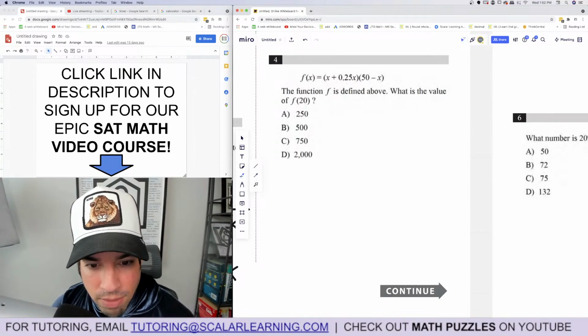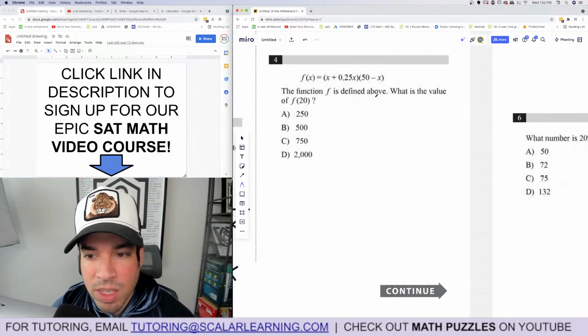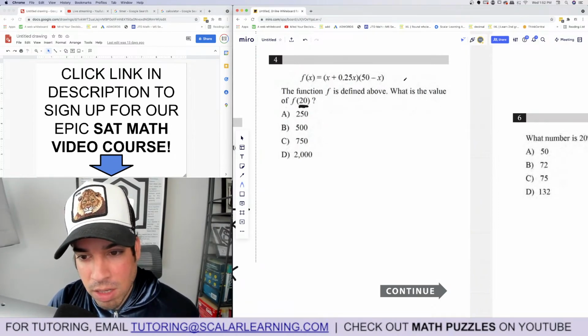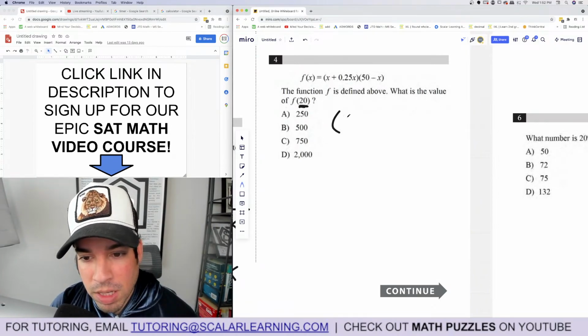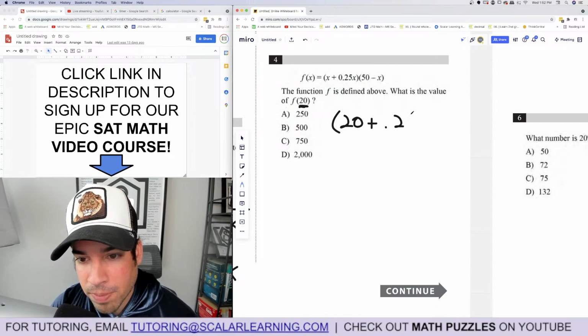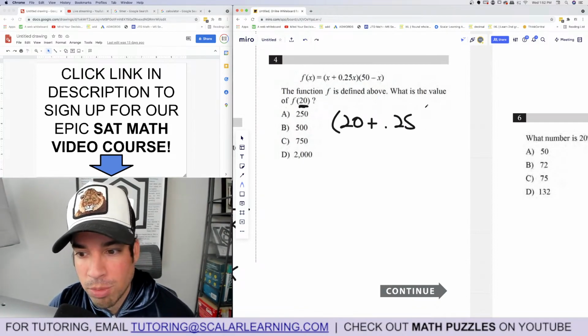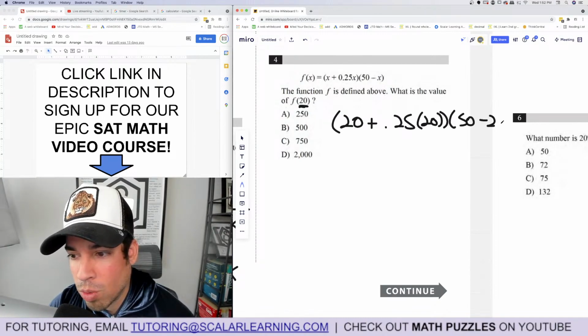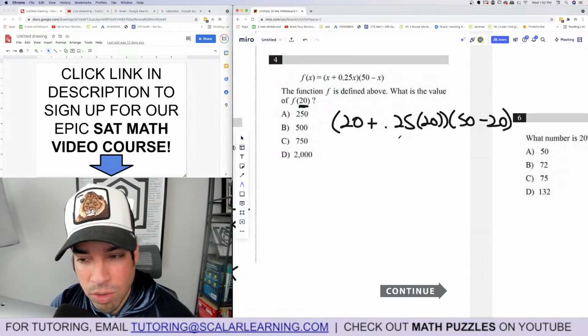Number 4. The function f is defined above. What is the value of f of 20? What are they talking about? This is function notation, which just means we plug 20 into the function and evaluate. So I'm going to replace every x with 20. Oops, that should be a 20 there. Boom, boom. 50 minus 20. I'm not going to use my calculator. I think I can do it faster mentally.